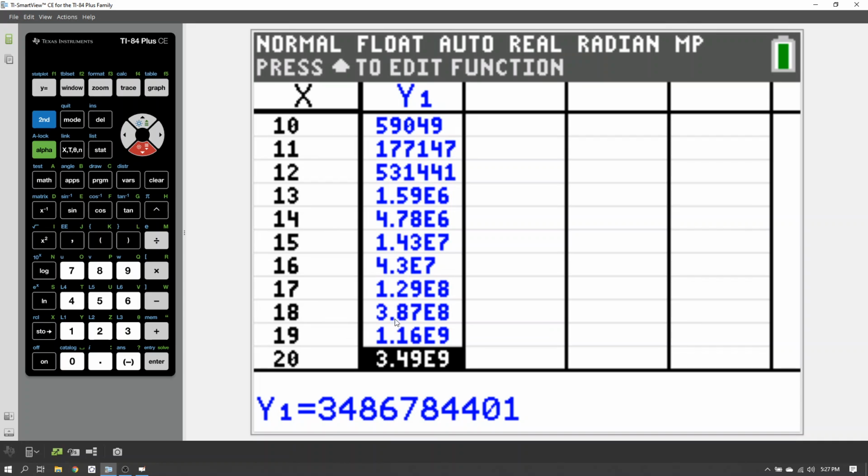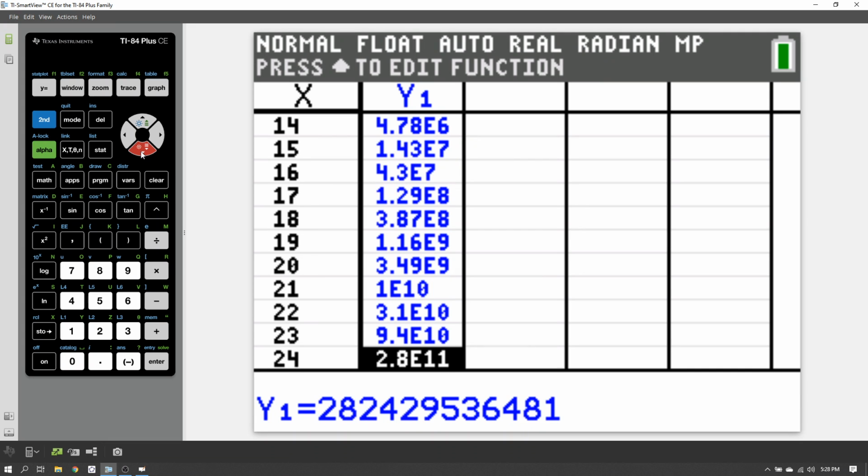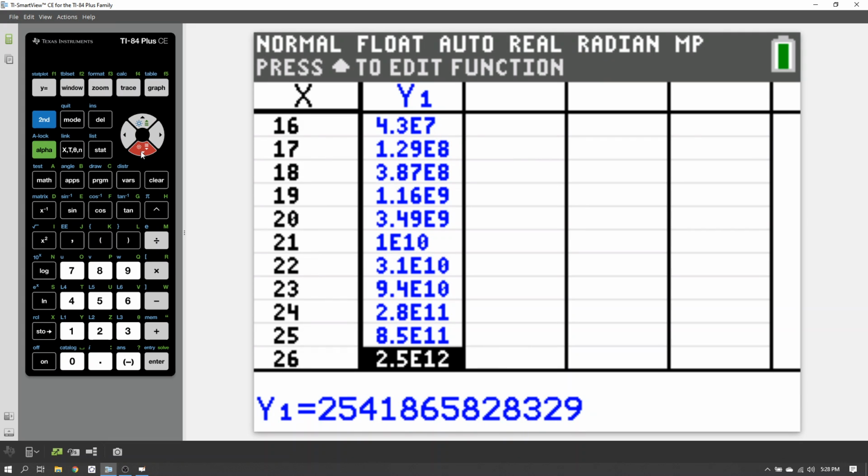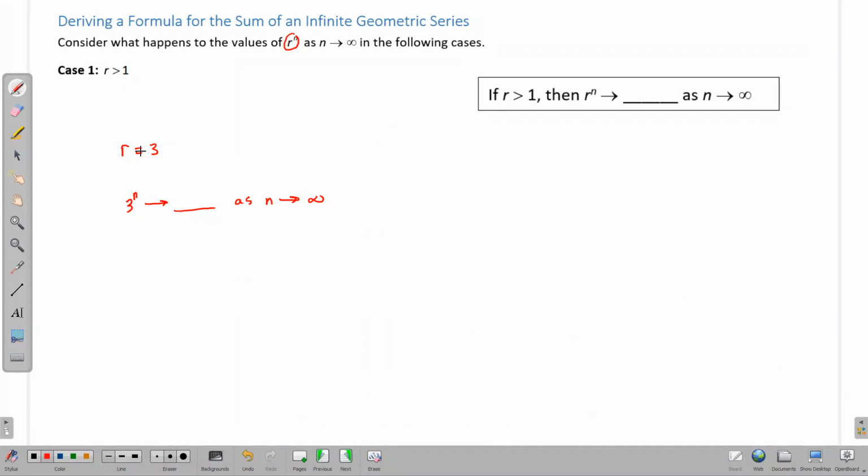Notice it's scientific notation here, but down here you can see the full value there. Well, they continue to grow. And it doesn't stop growing, it just gets bigger and bigger and bigger. So what I would say is this grows to infinity. And hopefully that's a very obvious thing.